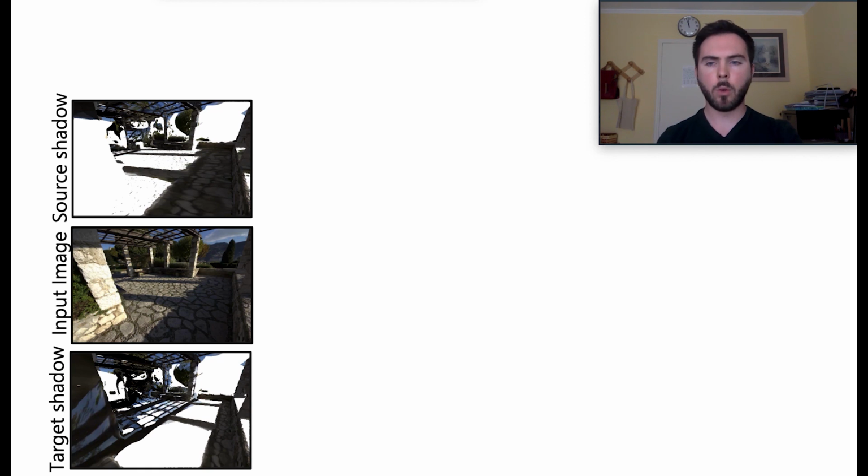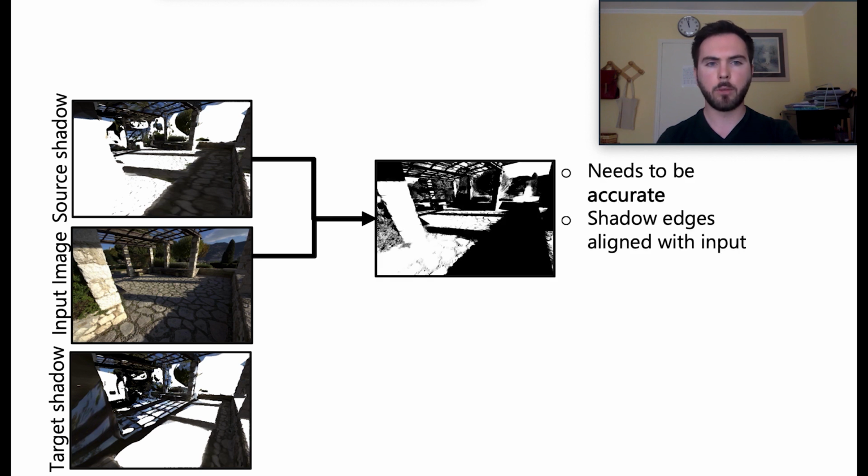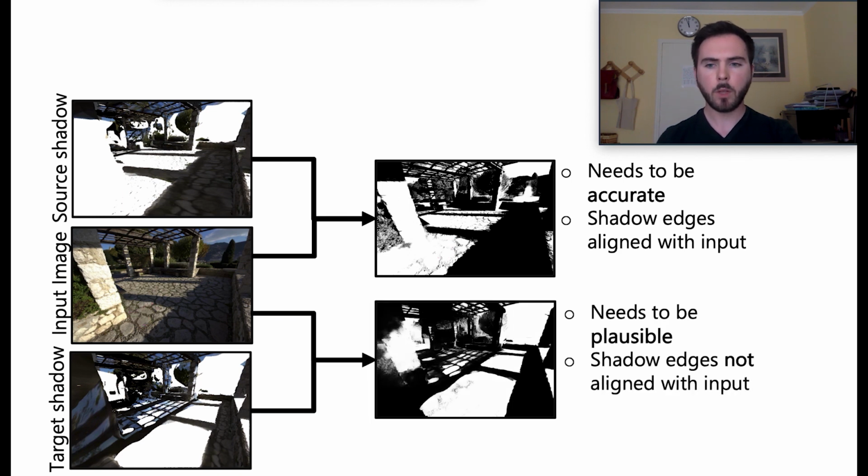We have two networks, one for source shadow refinement and one for target shadow refinement. This is because the two tasks are quite different. For the source, we need to be accurate to have a good shadow removal, and shadow edges are aligned more or less between the input and the output. While for target shadow refinement, we only need to be plausible, but we don't have as much information in the input image space.